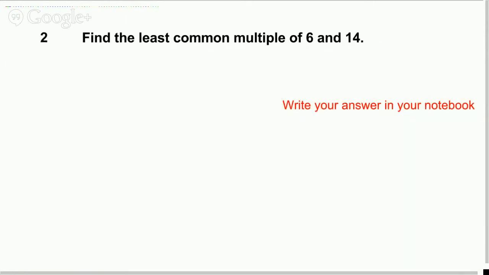Okay. Do this one in your notebook. I'm not going to show you the answer, so please try it on your own.